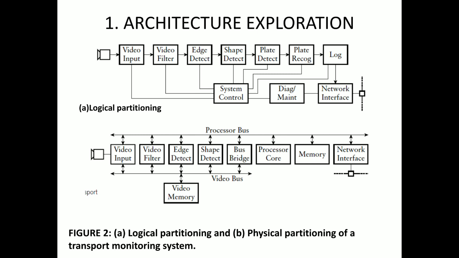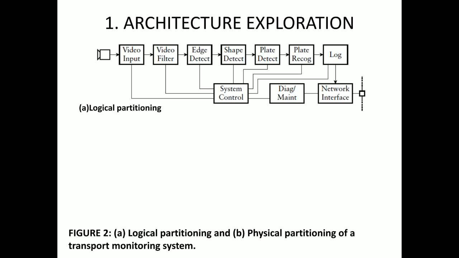Those devices are the cameras, the filters, the detectors, the processor core, and the memory unit. And in order to work efficiently, we'll have separate buses: one video bus for the camera to capture, record, and save the video in a memory. So we'll have a video bus and a video memory working in parallel. And in order to transfer this information to the processor, we'll have a separate processor bus. This is about logical partitioning and physical partitioning of a road transport monitoring system.